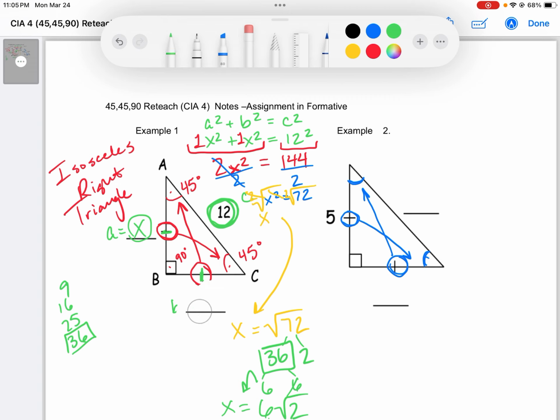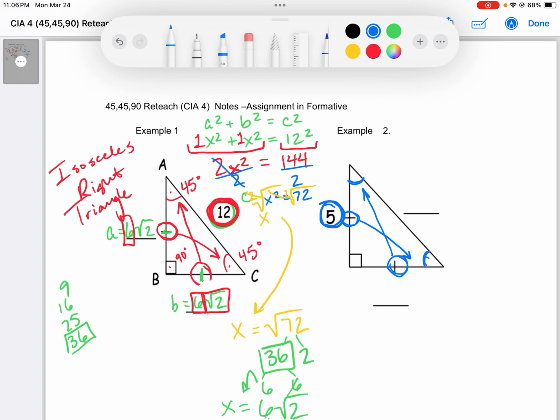So both sides of this triangle, which are the same, both equal 6 square root of 2. If you are looking for a pattern, see how the hypotenuse is 12? 6 is half of 12. And then I just add on the square root of 2. So that's the pattern for these when you're given the hypotenuse and it's a whole number.